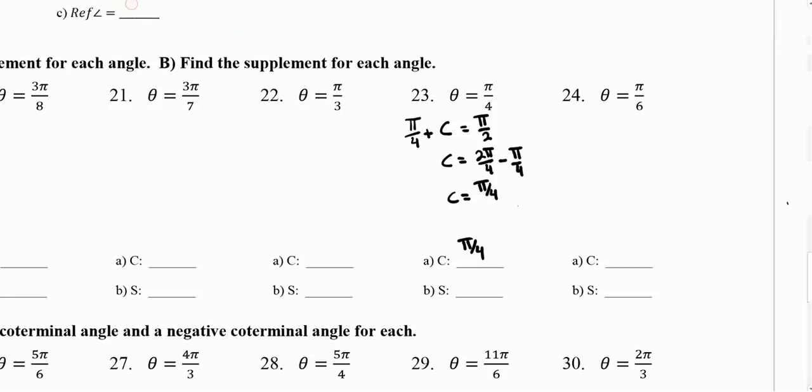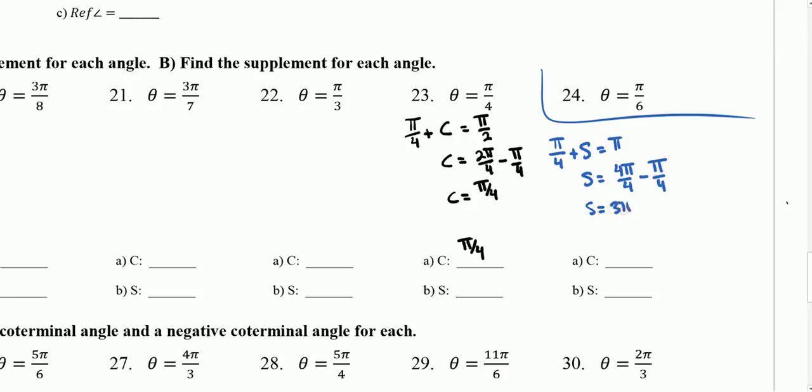For the supplement, so I'm running out of room here, I'll put it right here. Pi over 4 plus our supplement is equal to pi. Subtract pi over 4. I'm going to change pi to 4 pi over 4 minus pi over 4, and when I subtract them I end up with 3 pi over 4.